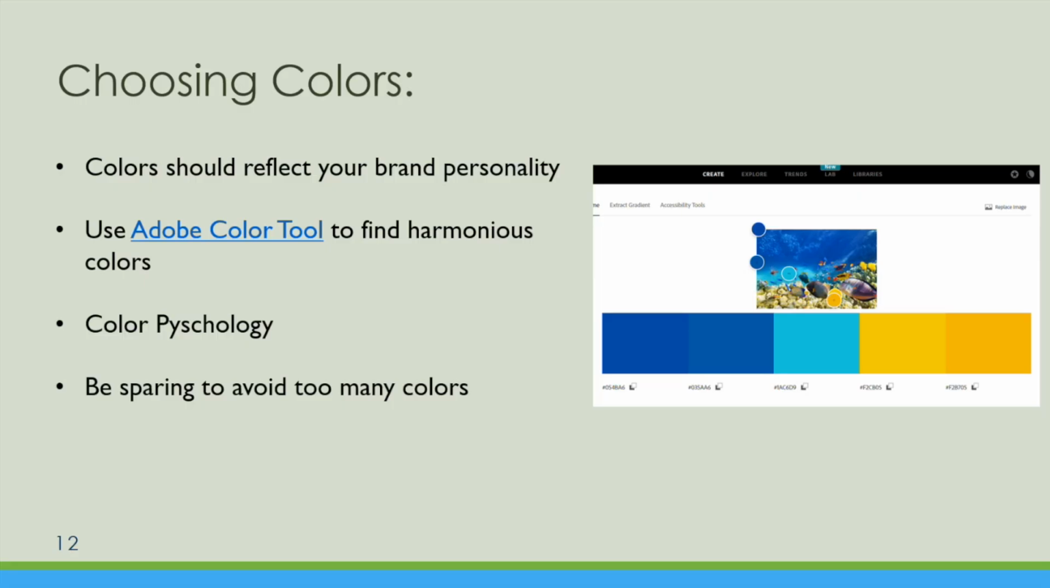So, just some examples. If you want to feel trustworthy, these are obviously just generalizations, but blues and grays work well. Creativity, something that is bright like purple, offbeat combos. Energy typically is associated with the reds, oranges, warm tones.